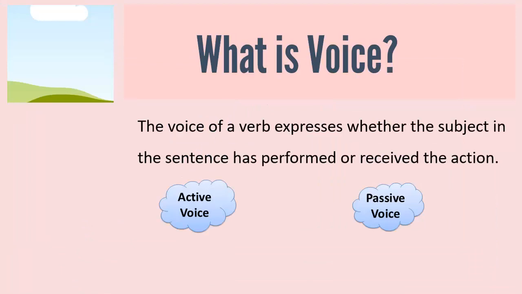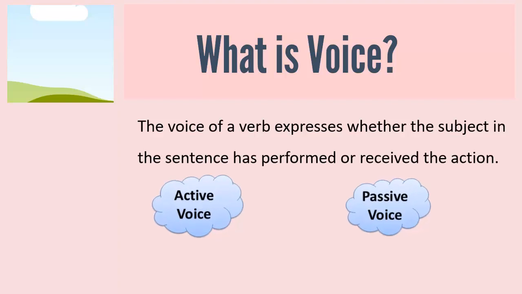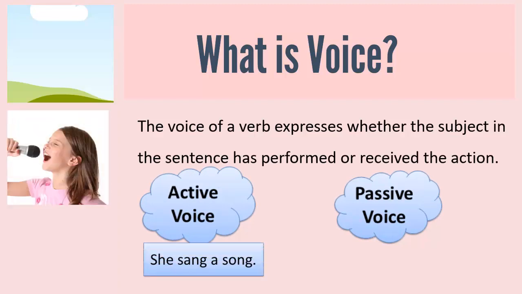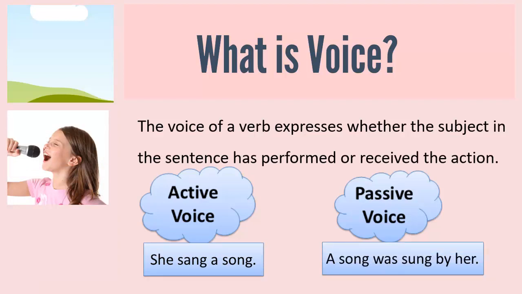Before moving to active or passive voice, we need to see what voice is. The voice of a verb expresses whether the subject has performed or received the action. Verbs have two kinds of voices, that is, active voice and passive voice. If the subject performs the action, the voice is said to be active. And if it receives the action, the voice will be passive. Let's learn the difference between these two voices.